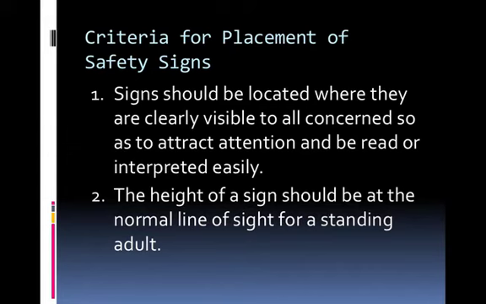And the height of the sign should be at the normal line of sight for a standing adult. So for a standing adult, the average range is between 5'7", 5'8", 5'9" and up to 6'2", 6'3", thereabout. Anywhere between then, a normal line of sight could be.